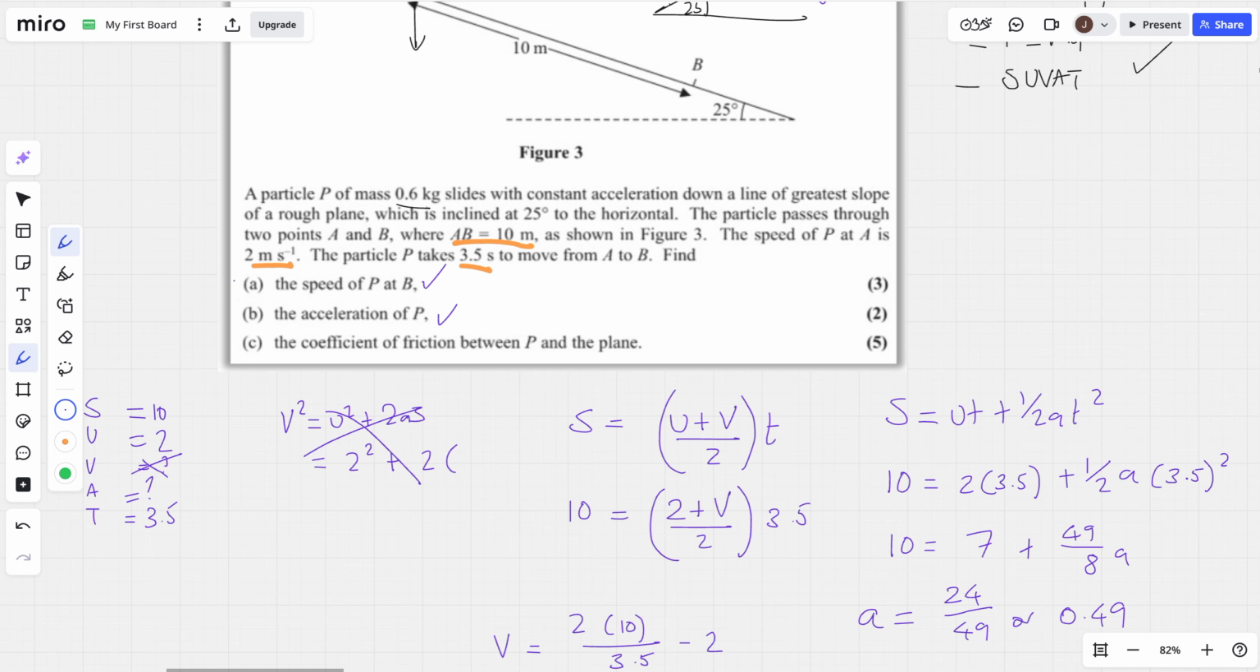Okay, so even though I got some values from A, it's safer if I just use the same values again, because if I made a mistake with A, I wouldn't get the right answer for B, so that's why it's slightly safer for me to do it that way.